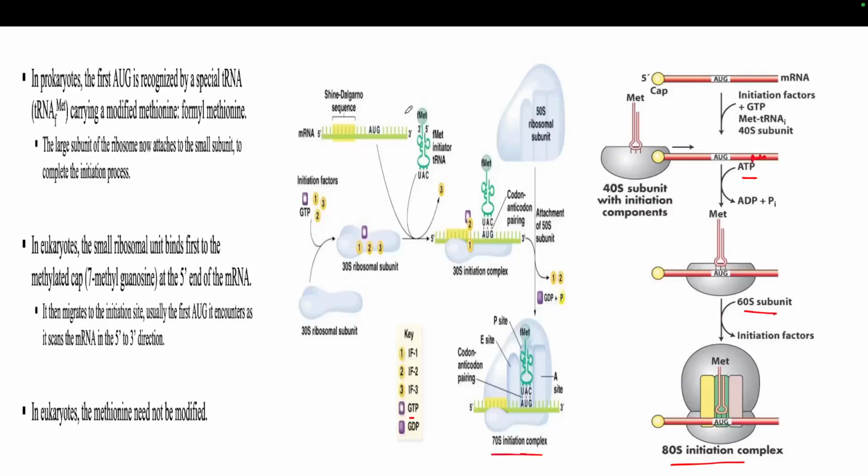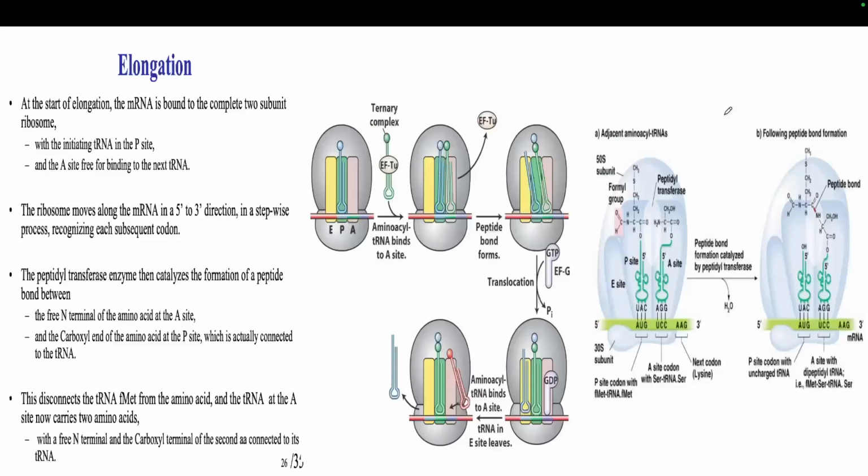And here the start codon, AUG, is working as the starting site or the recognition site. Here it is the Kozak sequence, and the AUG should be part of this Kozak sequence, okay. So after initiation there is elongation, okay.